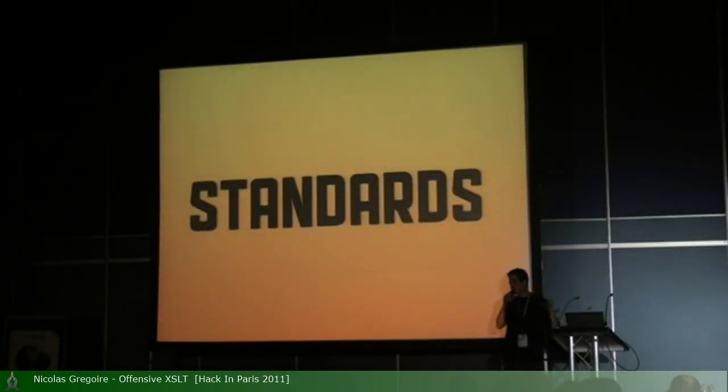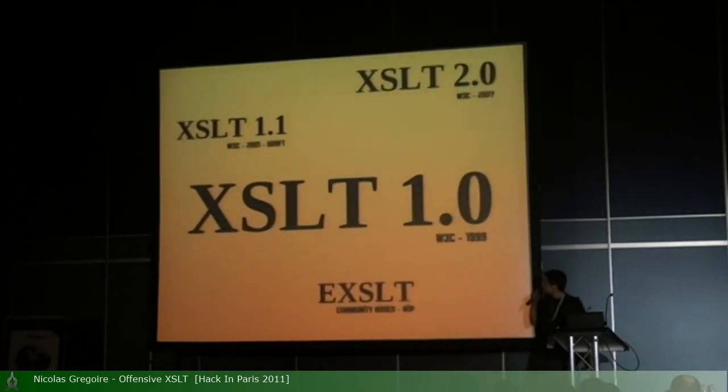So we have two kinds of features in XSLT engines. We have the features which come from the standards and the proprietary ones. We have 4 standards which apply to XSLT. 2 true standards which are defined by W3C, one community-based effort, which is EXSLT, and a draft which never reached the standard status.